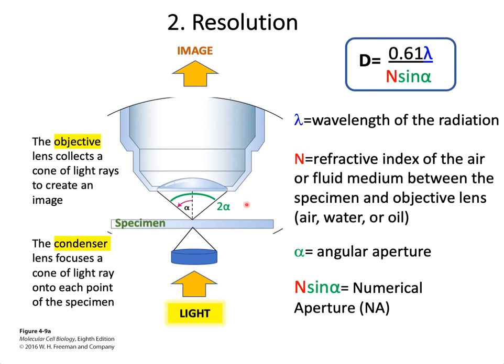To understand, let's look at the simple diagram of a bright field microscope. You can see that light is collected by a condenser lens and focused onto the specimen, and the light passes through the specimen and is collected by the objective lens and projected onto a detector. When the light hits the specimen, it hits at a particular angle, and that angle is 2 alpha. So alpha is half of that angle. Let's do a simple calculation.